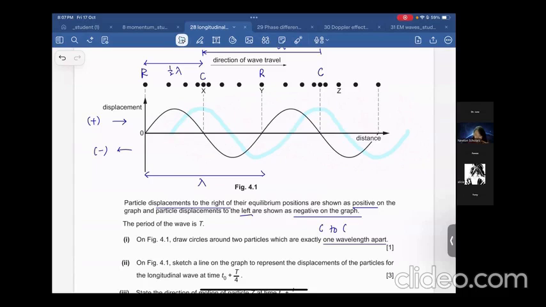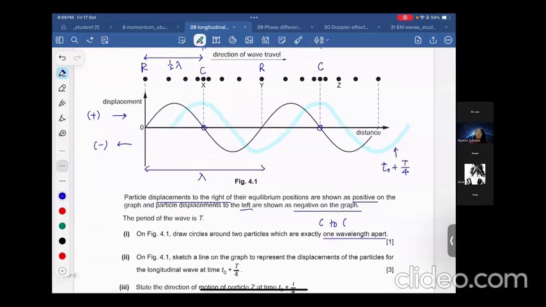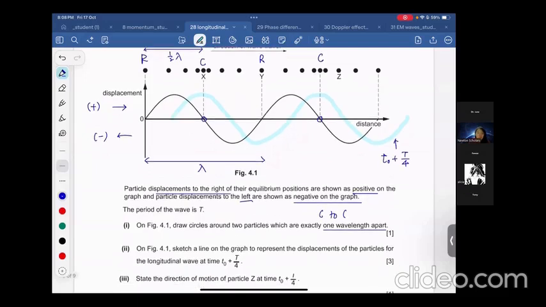Sketch a line on the graph to represent the displacement of the particle for the longitudinal wave. So this one is actually t0 plus T/4. Then just now this one and this one represent one complete wave. For questions 1 and 2, is that clear? Is it okay?